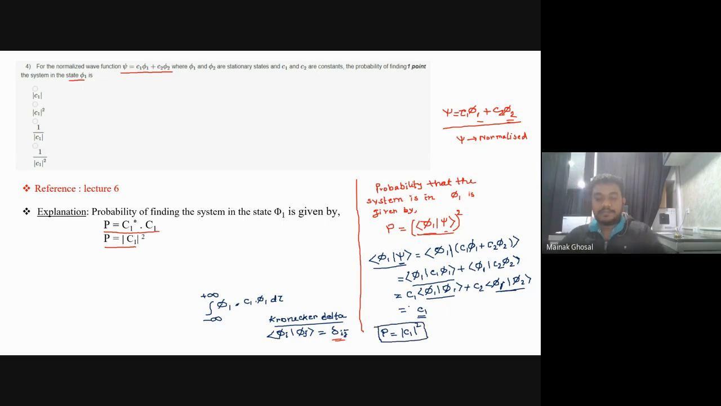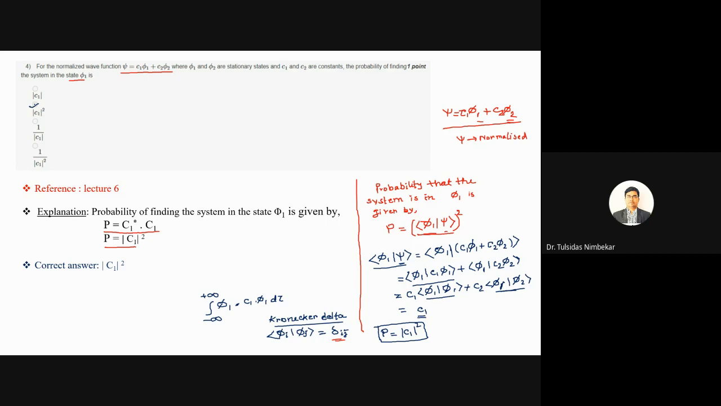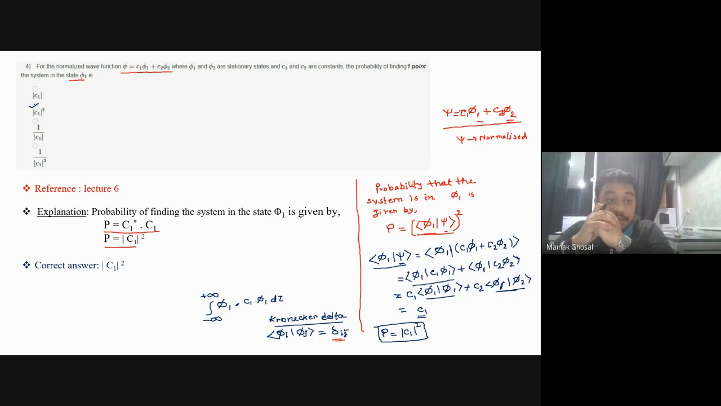Okay. So what will be the answer? The answer will be this one. This is your answer. Got it? Yes, C1 square. C1 square is the answer. I have proved it. You can see here.